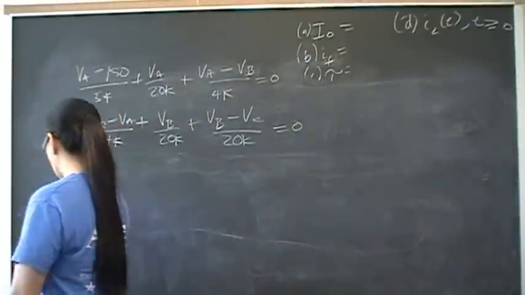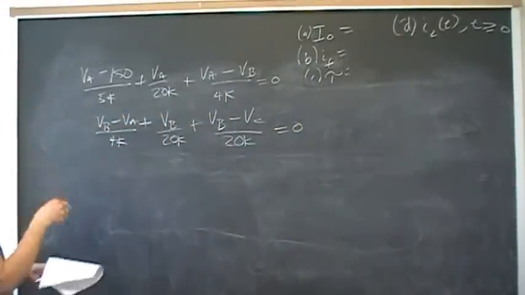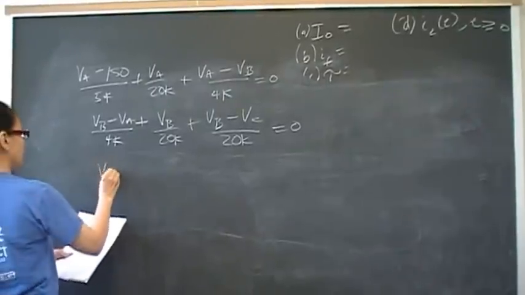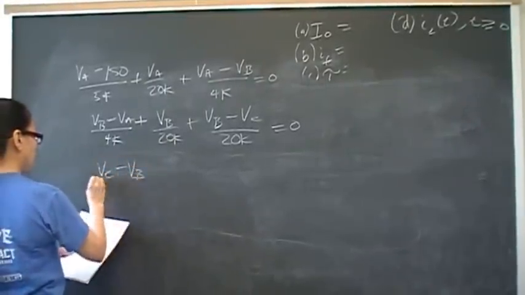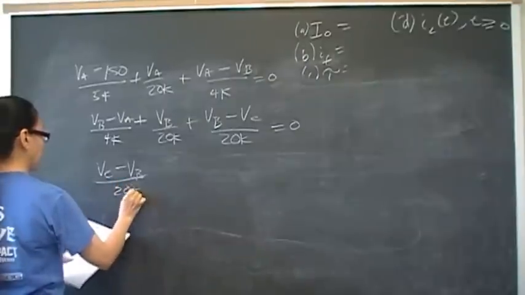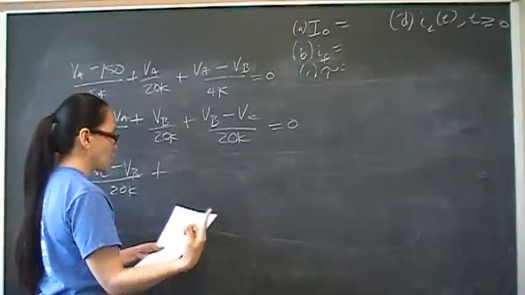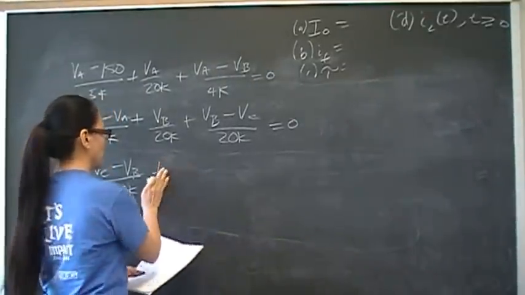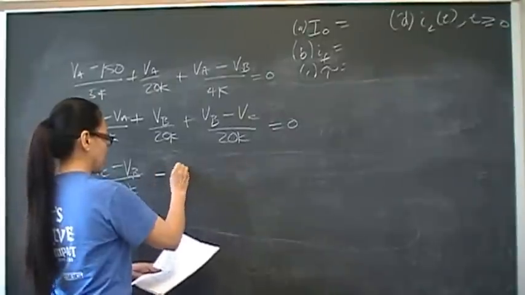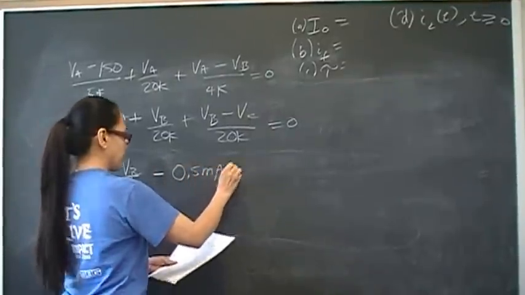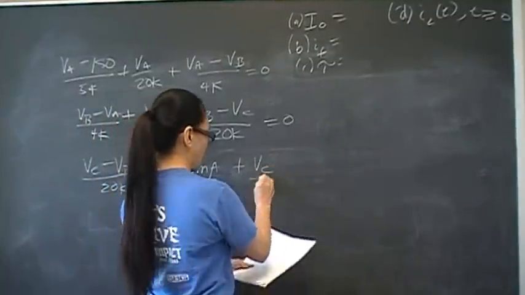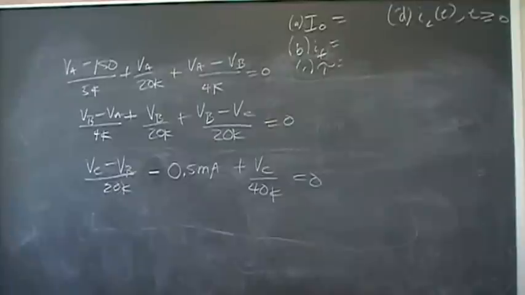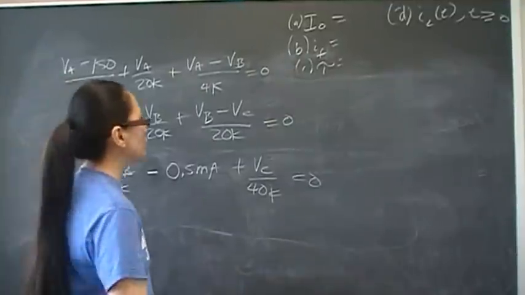Look back at your circuit diagram, your schematic, and I'm going to look at mine. The nodal equation at VC is going to be VC minus VB over 20K, plus the 0.5 milliamp independent current source going into the node, so that's minus 0.5 milliamps, and then plus VC over 40K. That's equal to 0.